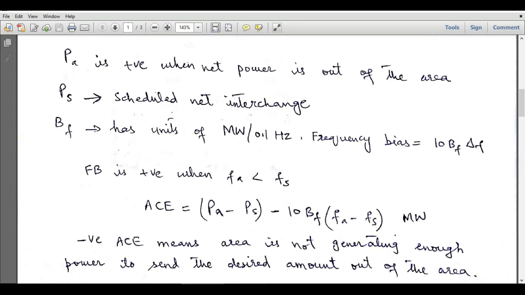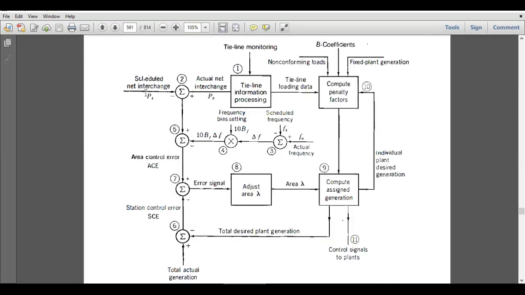So this area control error is calculated over here, and you can see this is PA, this is PS. So PA minus PS will come over here, and here we will have FA minus FS, which is equal to delta F, and that delta F will be multiplied with 10 BF, the frequency bias setting. That value is subtracted from PA minus PS, and then we will get area control error at this point.